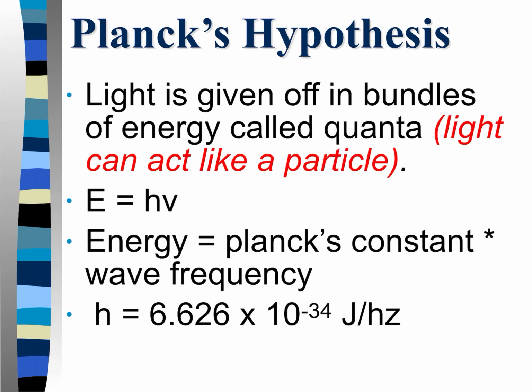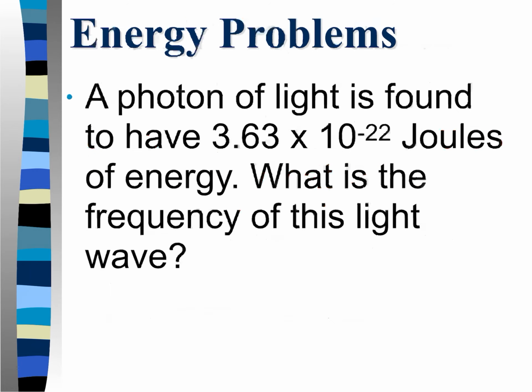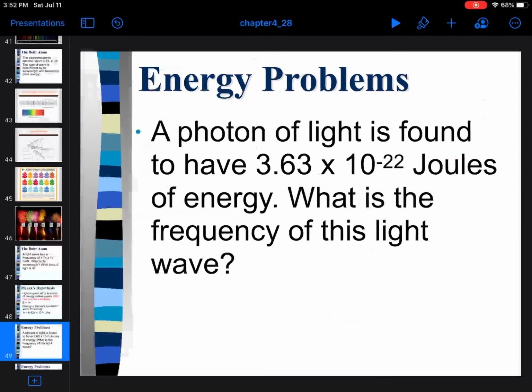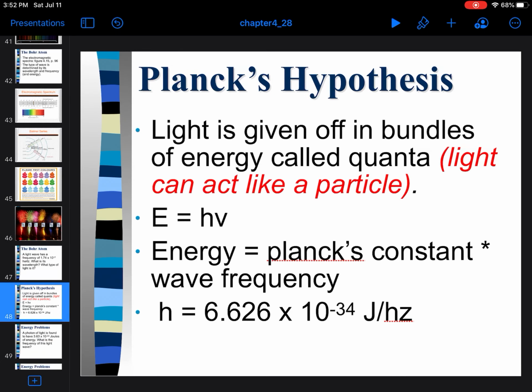So here's the formula: E equals h nu, which means the Planck constant times wave frequency. So you're not going to be required to memorize the Planck constant. We would give that to you on a test. But here's the type of problems you get. We find a quanta of light is found to have a certain amount of joules of energy. What is the frequency of this light?